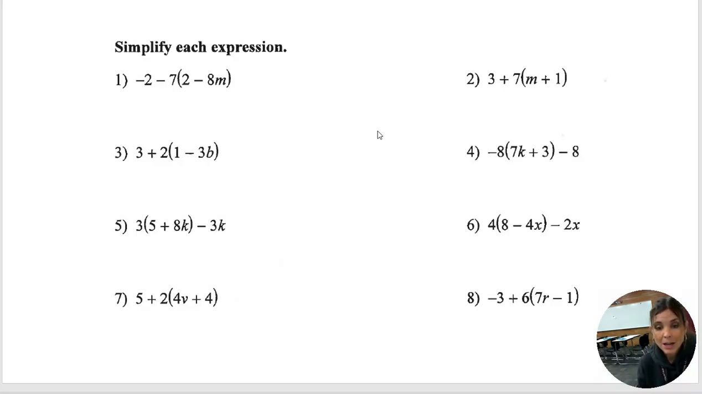I'm going to check it off, and then you're going to move to the next set of 8, and we're going to do the exact same thing. So these get progressively harder as we move through the worksheet. Let's go ahead and start with number 1.